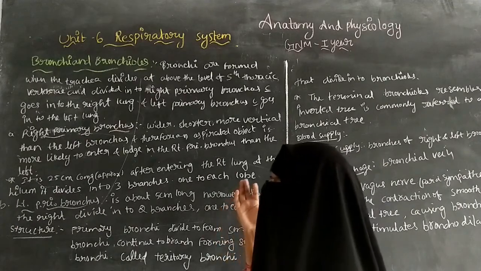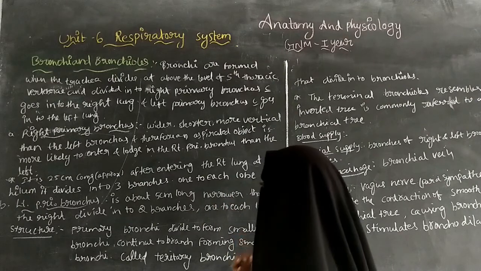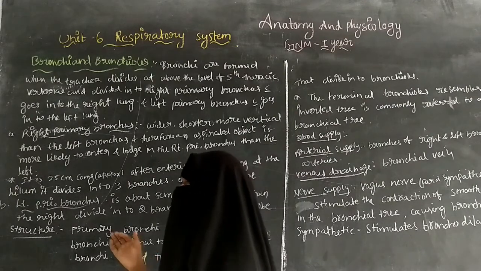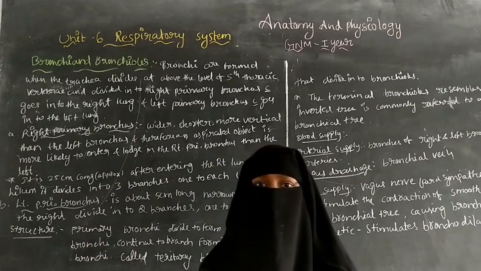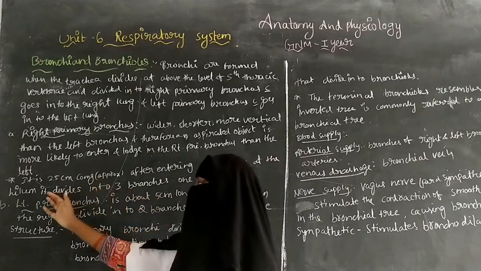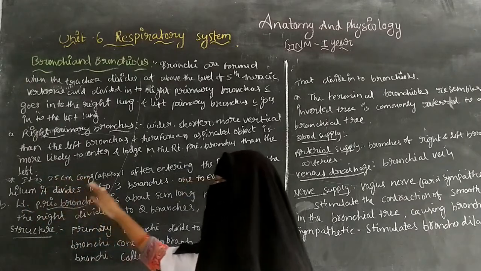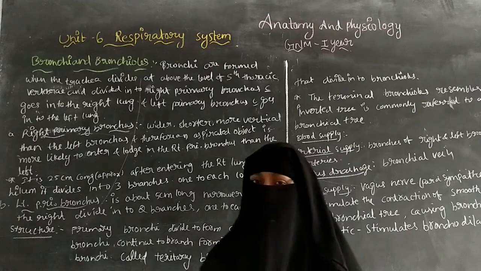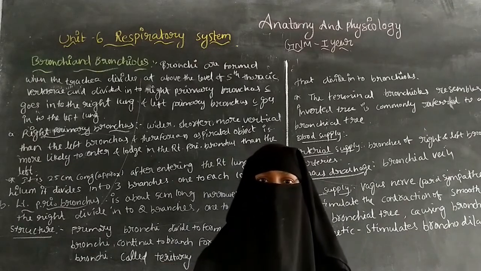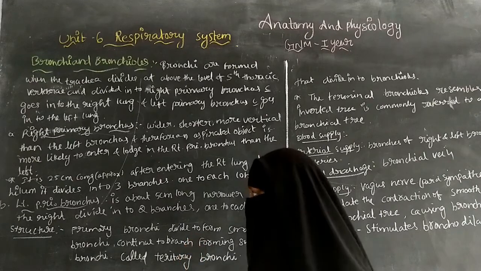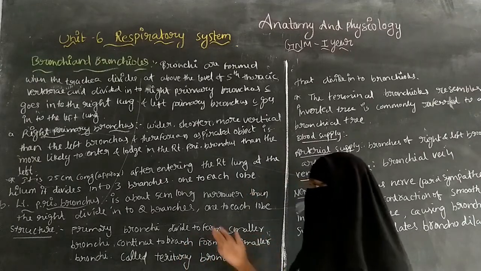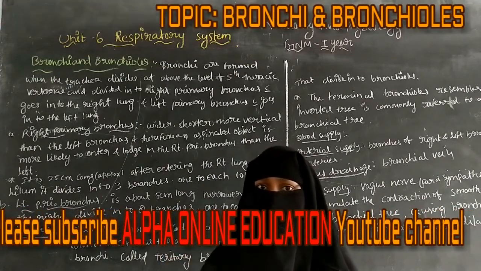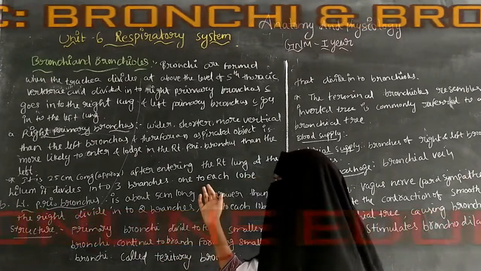After entering the right lung, the right primary bronchus divides at the hilum. The hilum is the medial part of the lung. From the hilum it divides into 3 branches, one to each lobe.